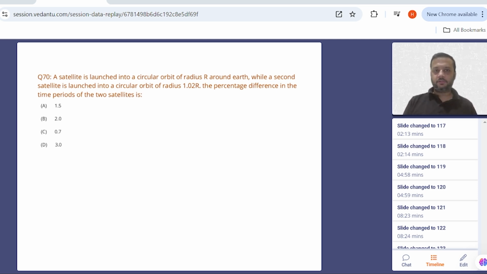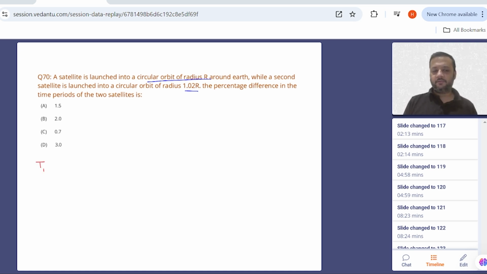A satellite is launched into a circular orbit of radius r around the earth, while a second satellite is launched into a circular orbit of 1.02 r. Find the percentage difference in the time period of the two satellites. We can solve this question by many methods.